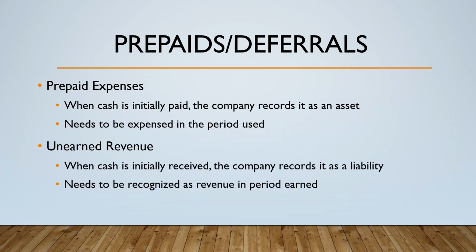Looking at prepaids and deferrals, there are prepaid expenses and unearned revenue. With prepaid expenses, when cash is initially paid, the company will record it as an asset. As the expense is used, it needs to be recognized. The asset will be decreased and the expense will be increased.